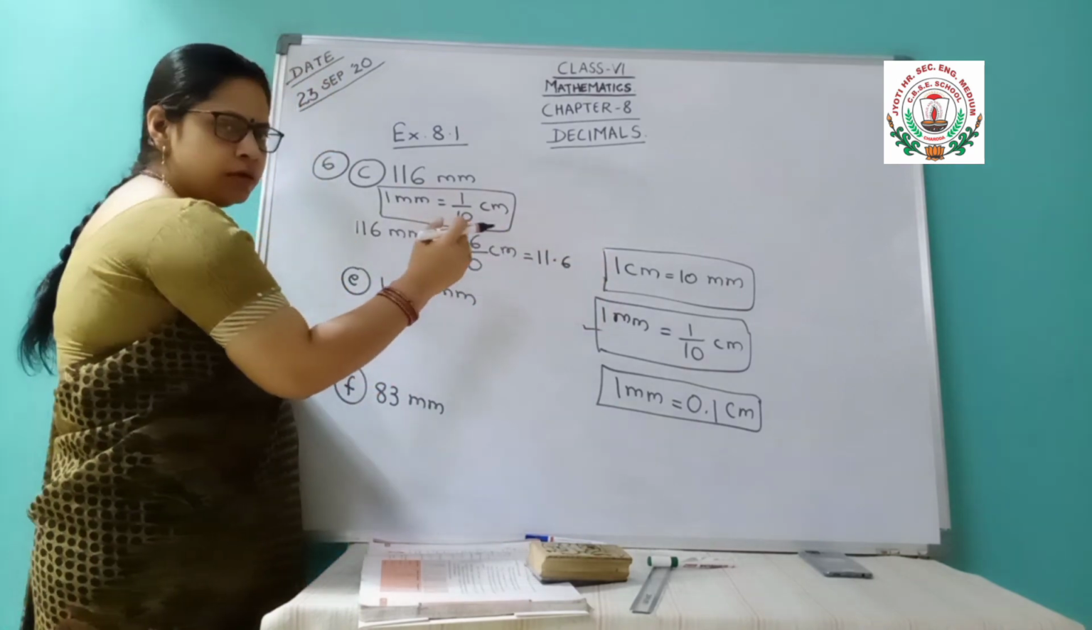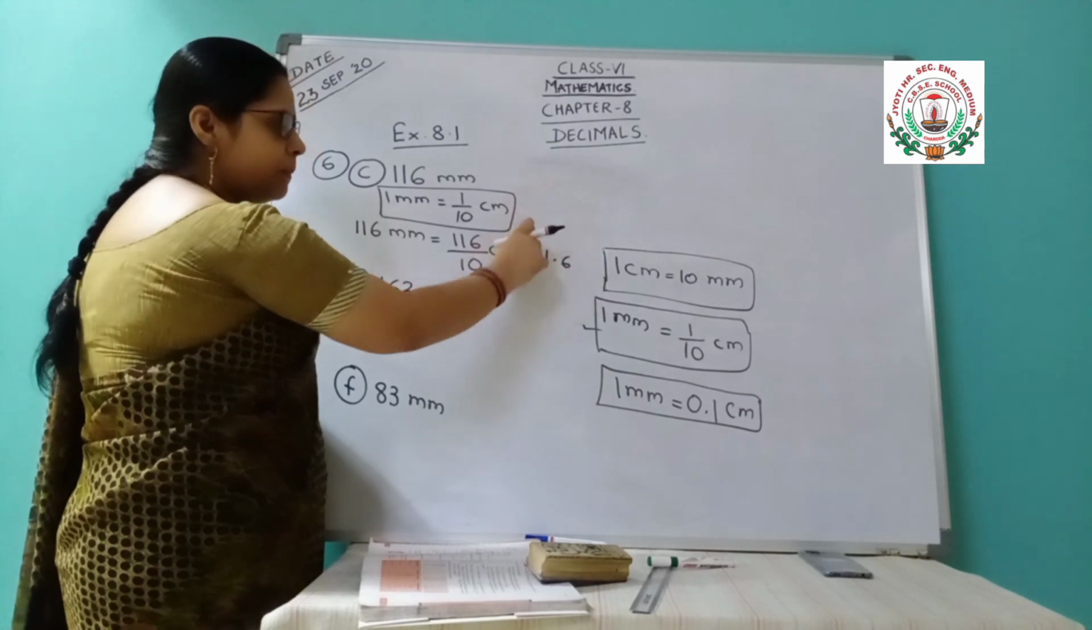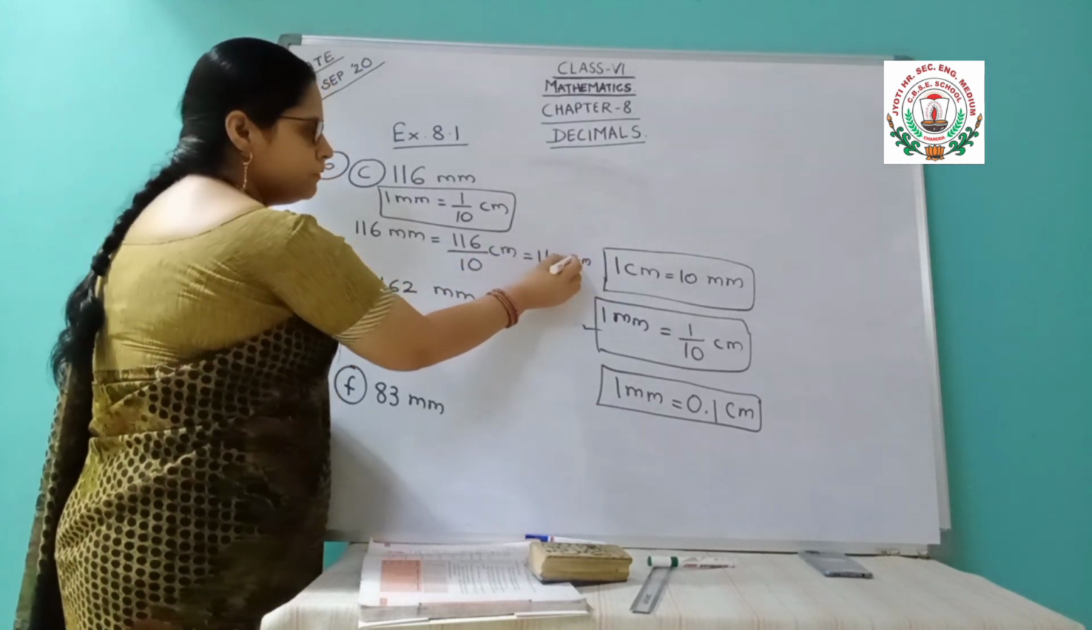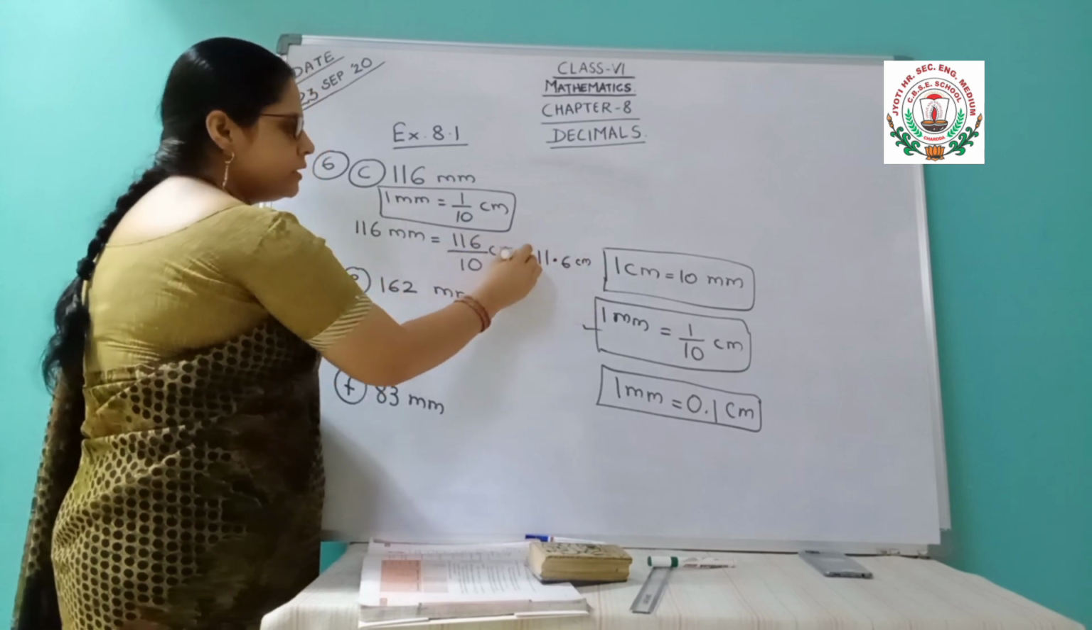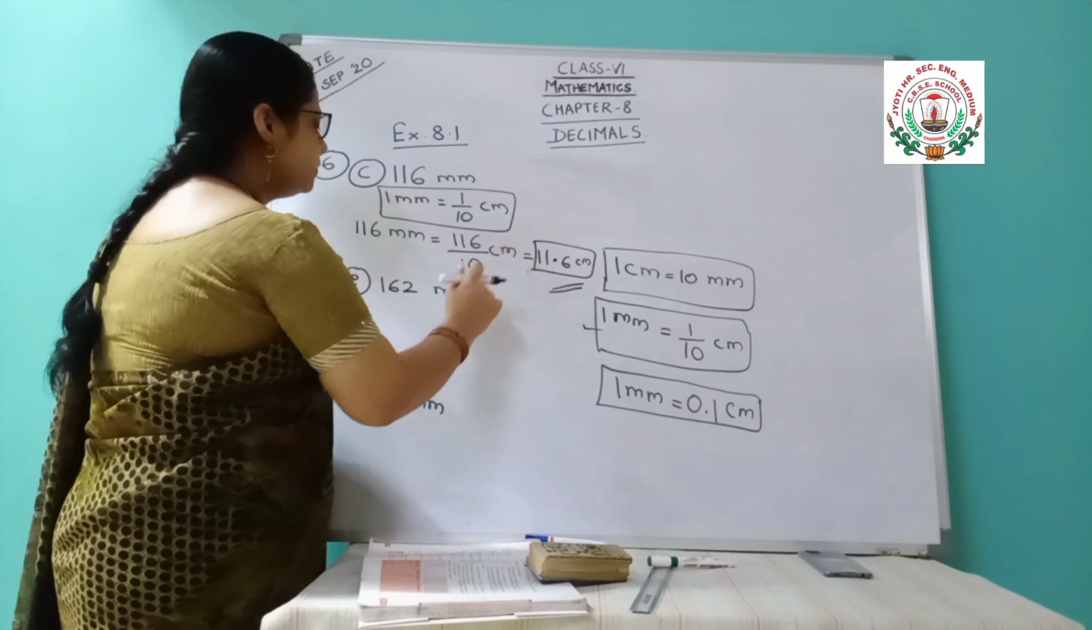From the back, one digit before. So 6 is the last digit, before that the decimal will come. And centimeter is the unit which you have already converted. So this is your final answer.